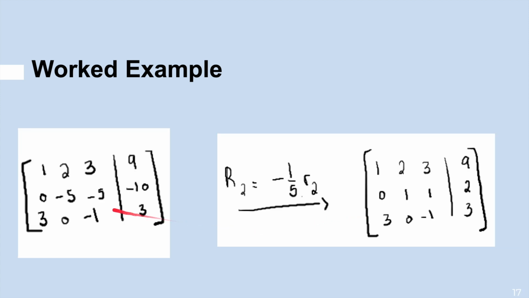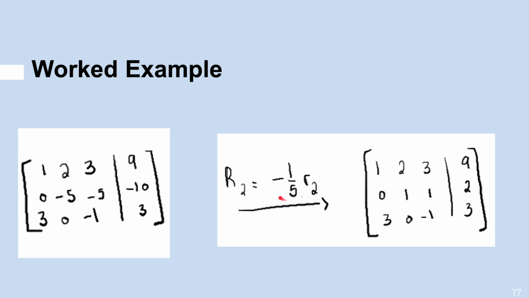The next thing we want to do is get our next leading 1. If I wanted to, I could keep going and make this a 0, but we're going to go over that in the next video with Gauss-Jordan elimination anyway. So how do we make a negative 5 turn into a 1? Well, we divide it by negative 5. Instead of dividing it here, we're just going to write multiplied by negative 1 over 5.